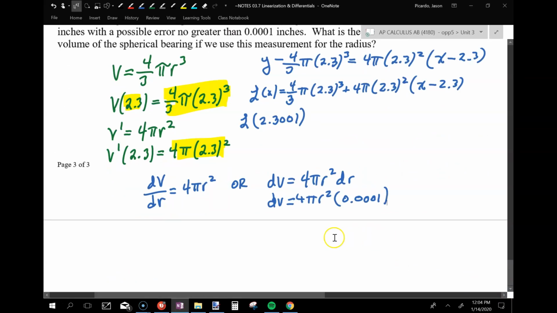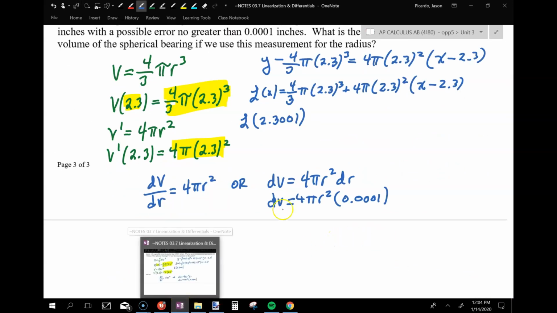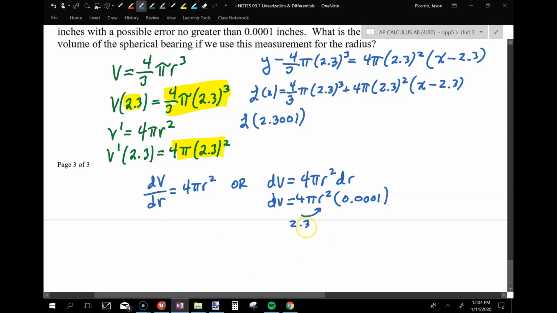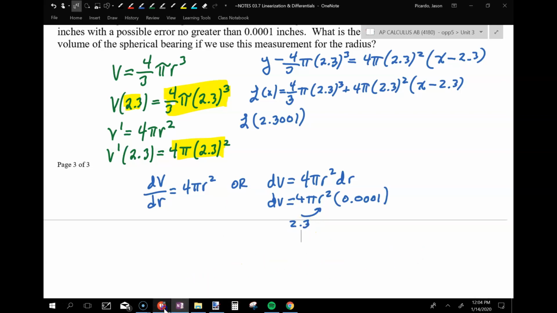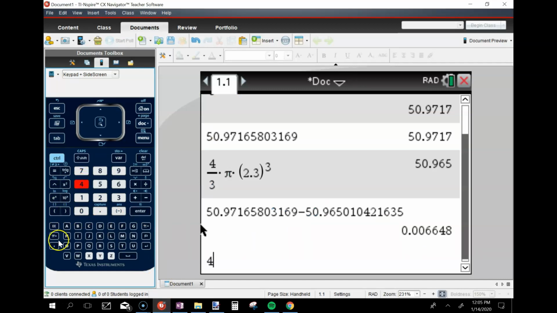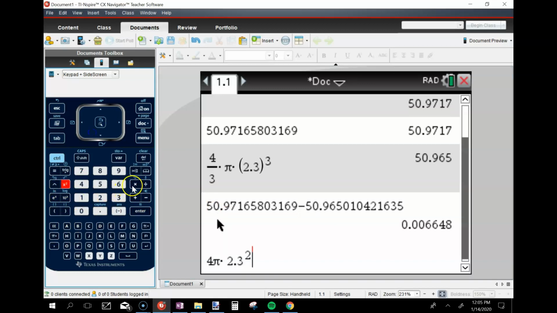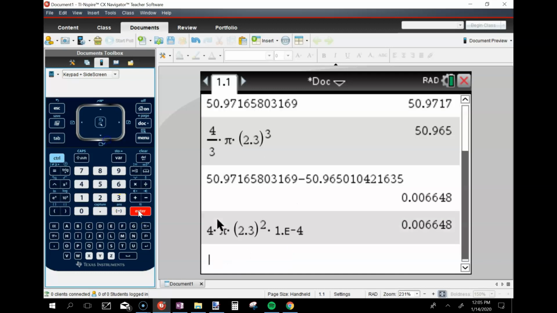Don't believe me? Oh yeah, and we know r is 2.3. So watch. 4 pi times 2.3 squared times 0.0001 gives me the amount of change in the volume of the ball bearing. How cool. We're going to use that exclusively tomorrow.